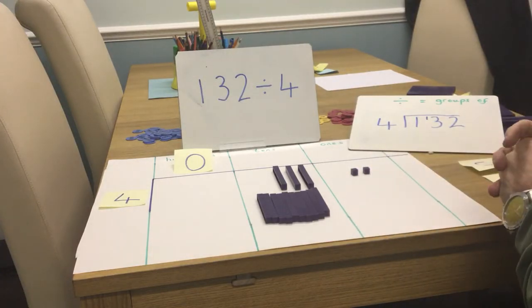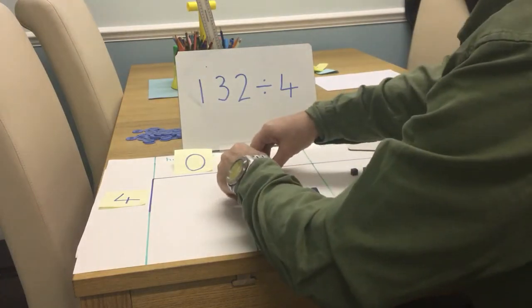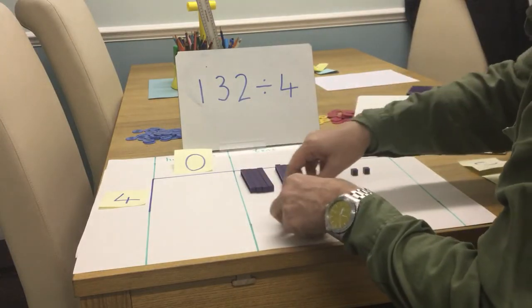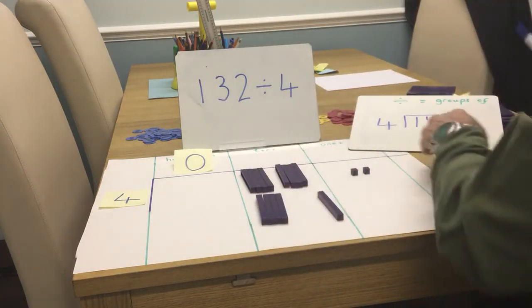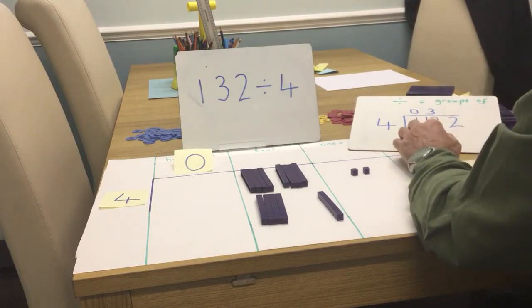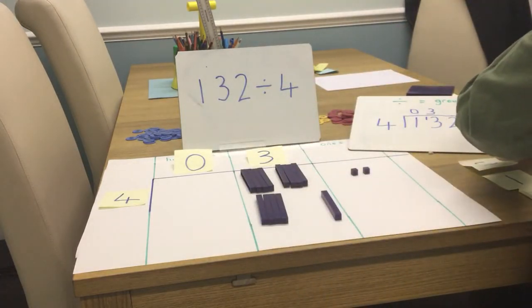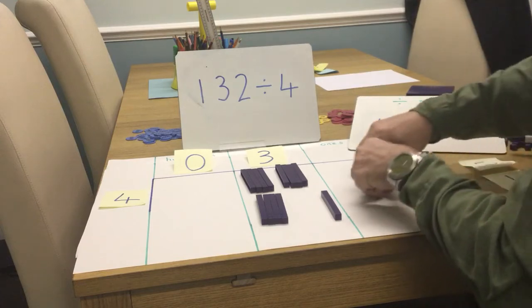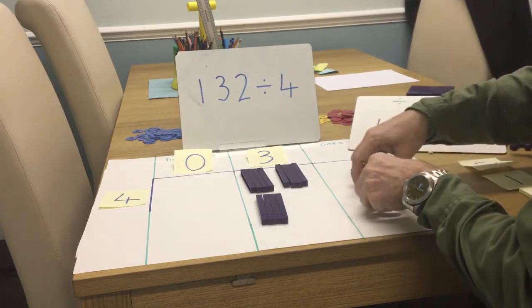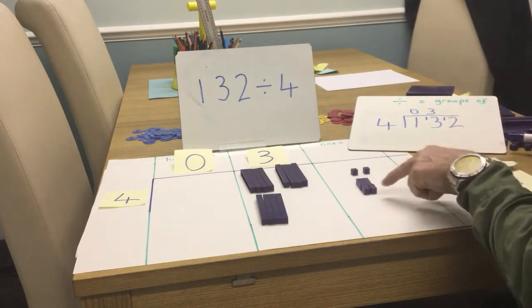Right, so question number 2. How many groups of 4 tens can I make from 13 tens? Well, I can make 1 there. I can make 2. I can make 3, but I've got 1 left over, so I've got 3 groups of 4 tens. I've got 1 ten left over, so I've got to exchange that and make that into ones. There is 10. Okay, so I've now got, let's pop that in, 12 ones in the ones column.